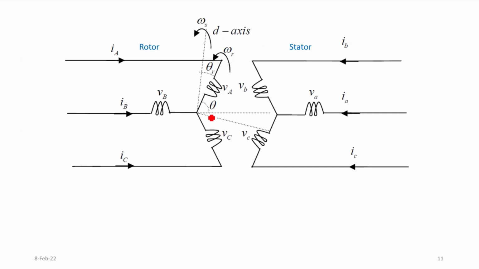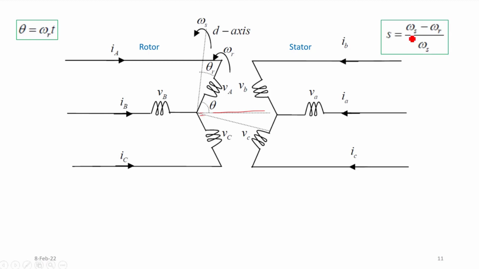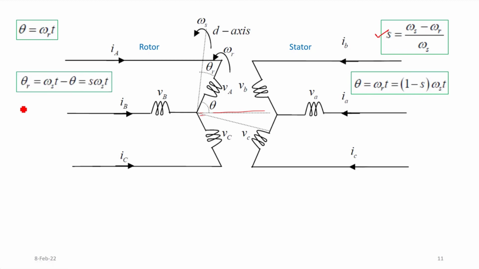So now, if this is the axis, let us say the rotor makes an angle theta with the reference axis. This is the reference, so I can write theta equal to omega r t. Similarly, I know very well that slip S equals omega s minus omega r by omega s, and theta equal to omega r t, that is equal to (1 minus S) into omega s t, right? And it is known to us.